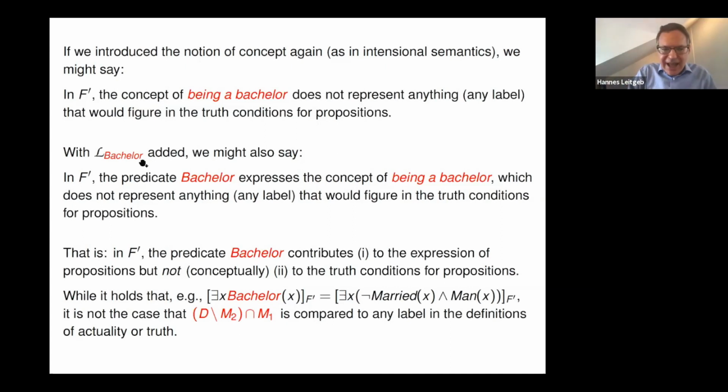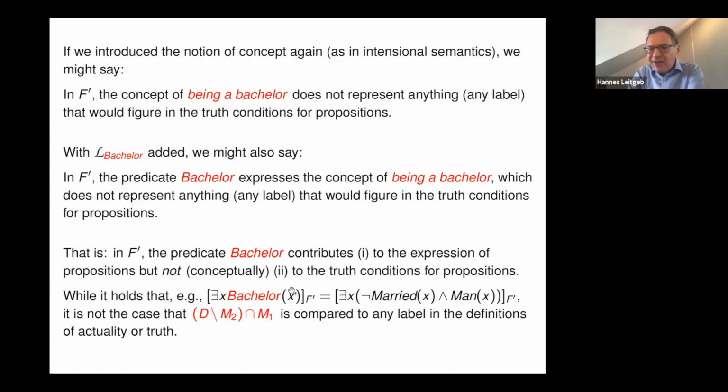And once we have the language, we can say that the predicate bachelor, this unary predicate, expresses the concept of being a bachelor, which in turn does not represent anything, any label that would figure in the truth condition for propositions, okay? That is, again, the predicate bachelor in that framework. In other frameworks, it might be different, but in that framework, the predicate bachelor only contributes to expressing propositions, but does not contribute to the determination of the truth conditions for propositions, okay?